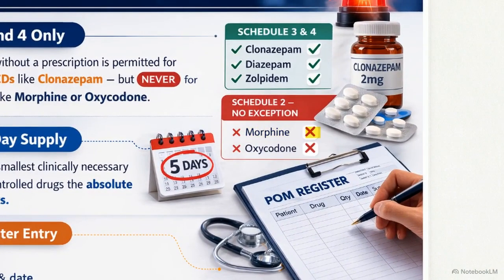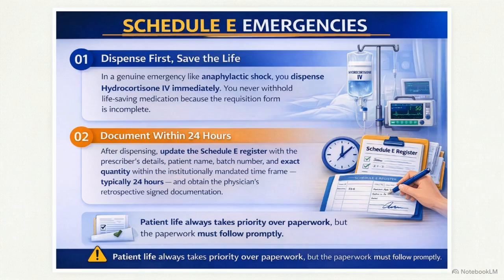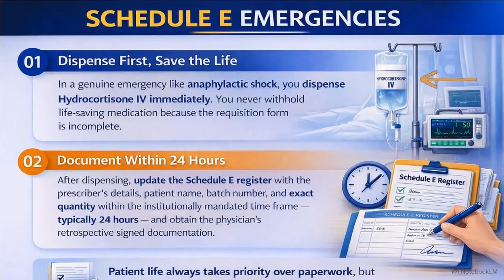This graphic shows the protocol for a Schedule E life-threatening event. If a patient arrives in anaphylactic shock, you dispense hydrocortisone IV immediately. A missing requisition form is irrelevant when the patient will die without the medication. Once the crisis is handled, the paperwork follows.